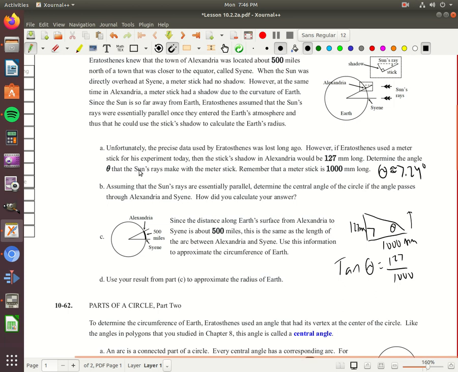Now it's asking us, assuming the sun's rays are essentially parallel, determine the central angle of the circle. Well, here's the central angle. It's saying that these sun's rays are parallel. Here's our transversal. We know that this part right here is 7.24. Well, these are alternate interior angles. So because of alternate interior angles, I can say that my central angle is also 7.24 degrees.